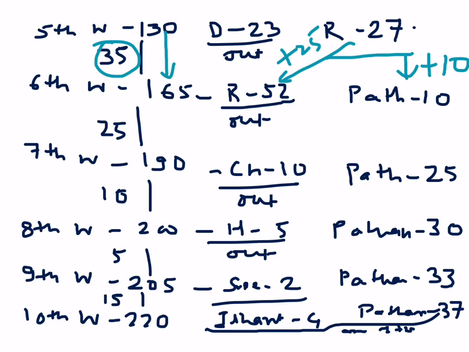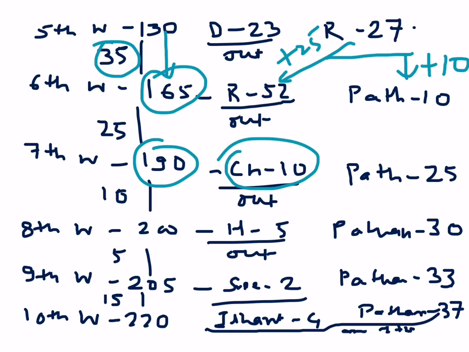After sixth wicket, seventh wicket fell at 190, an increase of 25 runs. So if I give all the 25 to Pathan, his score will be 35, which is not the score at which he got out. That simply means the other batsman who came to bat got out at 10 runs. So the 10 runs go to Chawla from 25, and the next 15 runs go to Pathan. So Pathan increases his score by 15.